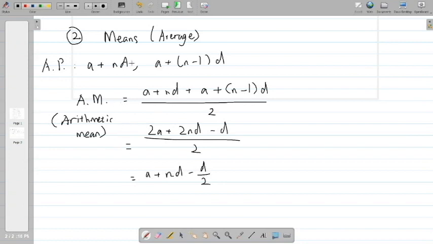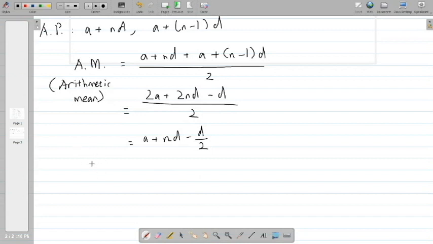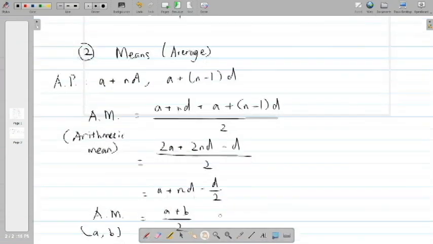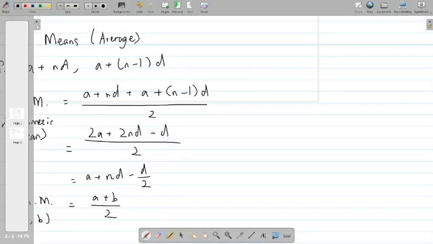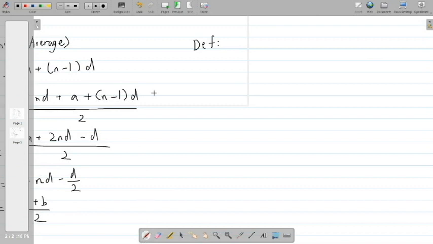So this is an arithmetic mean between 2 things. But in general, if we were to look at the arithmetic mean of, let's say, a and b, 2 numbers, it's just going to be the average of these 2, so a plus b over 2. So in general, the definition of an arithmetic mean is: let's say A, B, C are in an arithmetic progression, then B is the arithmetic mean of A and C.